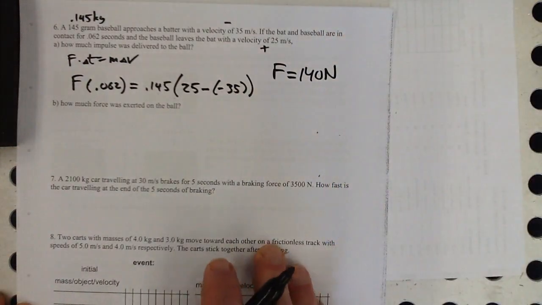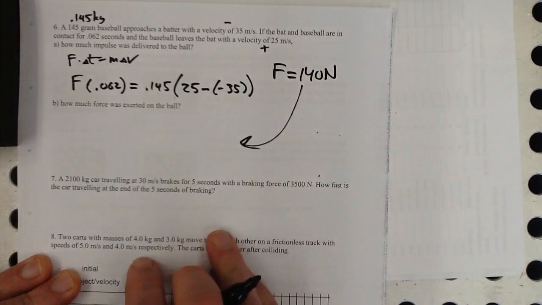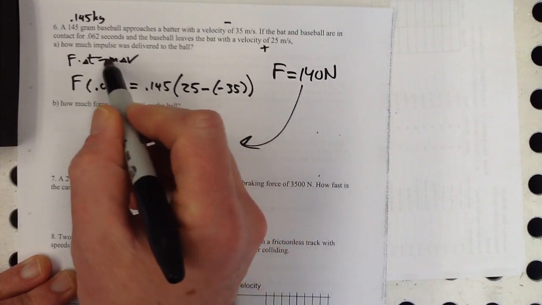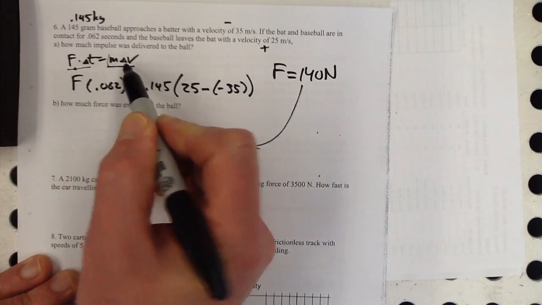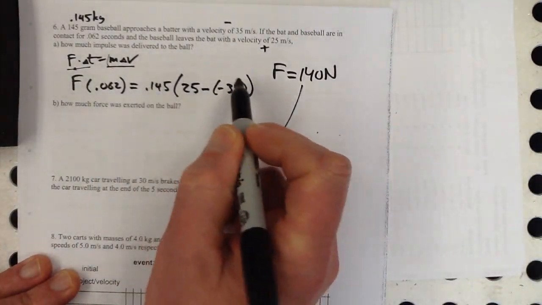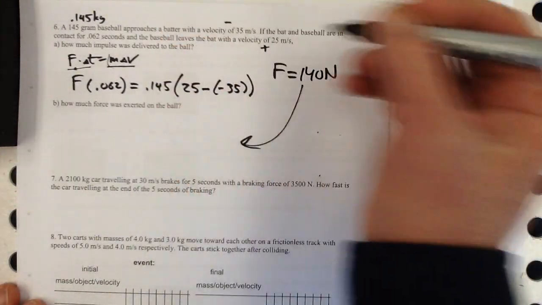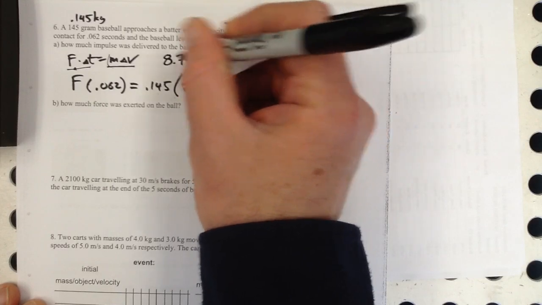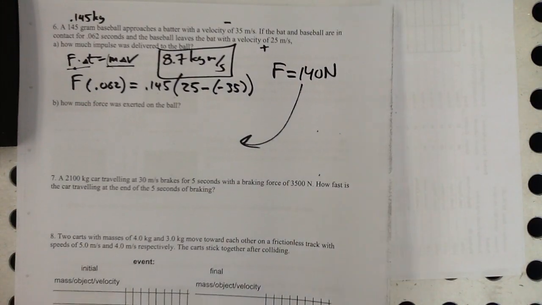That's 140 newtons. Oh, wait a minute. That was the answer for this. How much force? How much impulse? That's just this side. This side is equal to impulse, and they're equal to each other. So if this is an impulse, then that must also be impulse. So I'm just going to go back and do that side only. And that gives me 8.7 kilogram meters per second. And then finishing the problem there, 140 newtons of force.